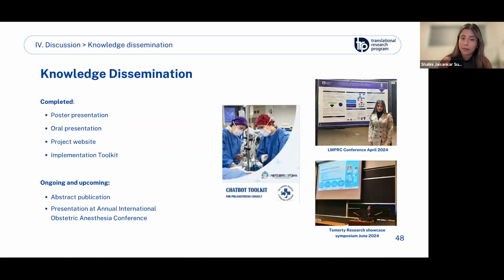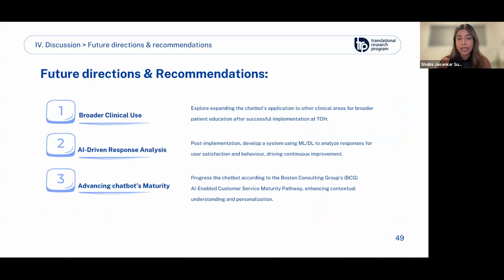In terms of knowledge dissemination, we have completed several key activities, including poster and oral presentations, a project website, and an implementation toolkit to assist clinical researchers. Ongoing efforts include abstract publication and an upcoming presentation at the annual International Obstetric Anesthesia Conference. Our future directions and recommendations include expanding the chatbot application to other clinical areas for broader patient education, using machine learning to analyze chatbot responses for user satisfaction and behavior, and advancing the chatbot's maturity based on Boston Consulting Group's AI maturity pathway.